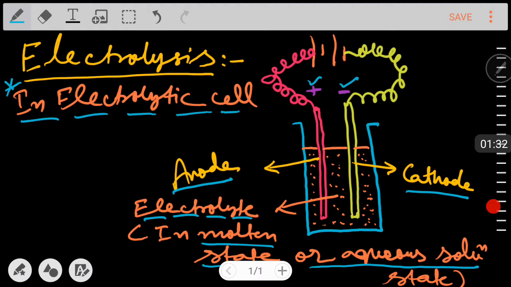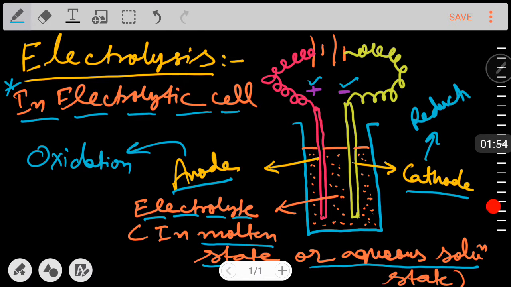When we pass electricity through the electrolyte, which is in its molten state or in its aqueous solution state, then at the anode there is oxidation and at the cathode there is reduction. It means the anode is that electrode at which oxidation takes place and the cathode is that electrode at which reduction takes place. As a result, your electrolyte will be decomposed.